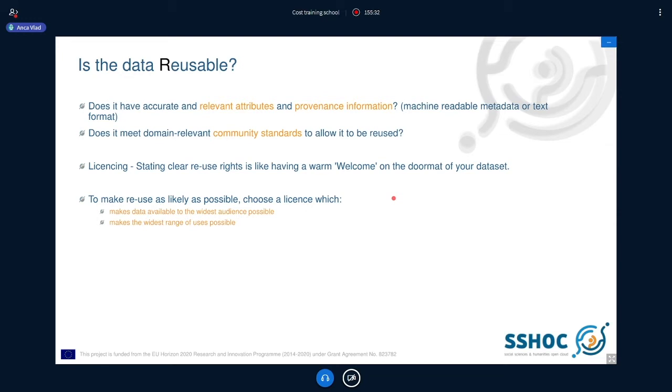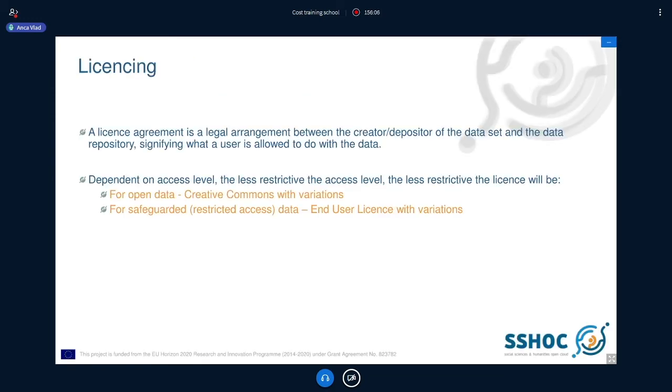Okay, so for example, for open access data, Creative Commons International and different variations of that would be an example here. And the more restrictive licenses are the end user licenses. So those licenses that apply to restricted access data, so to safeguarded data, and those are more restrictive, and each archive and repository would have their own version, as we mentioned before.